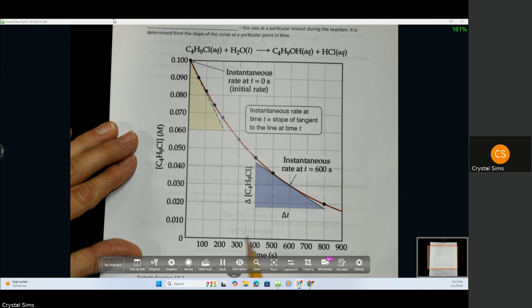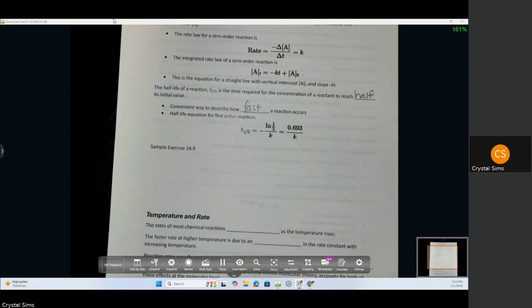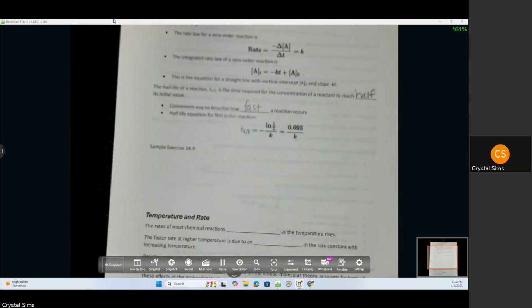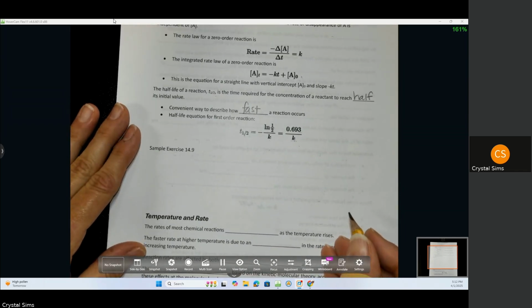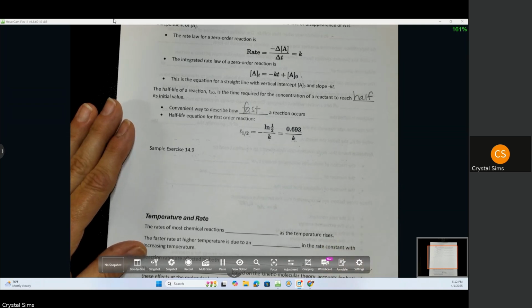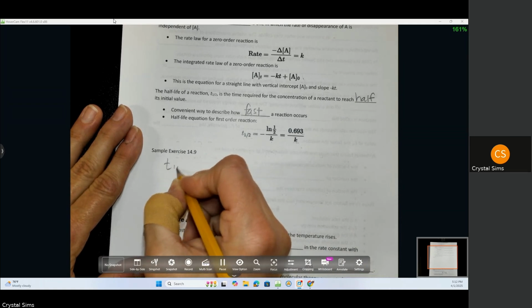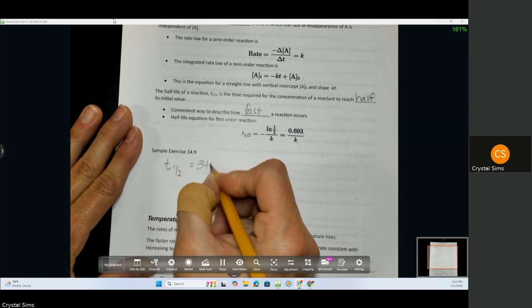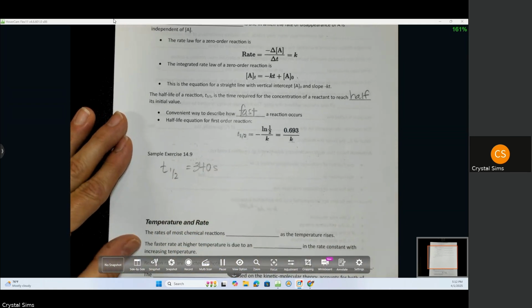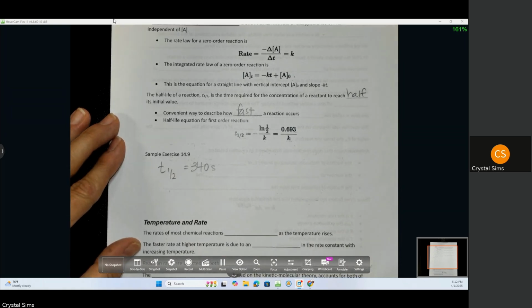But again, just like when we talked about drawing tangent lines, if you get close, then that's good enough for me. So we're going to say that our half-life is about 340 seconds. And we just took that from the graph that was given to us.